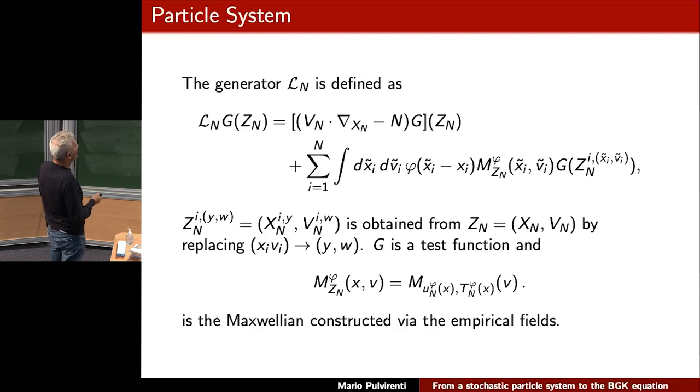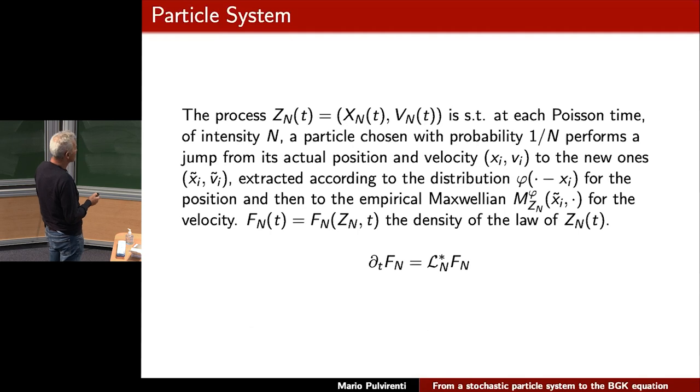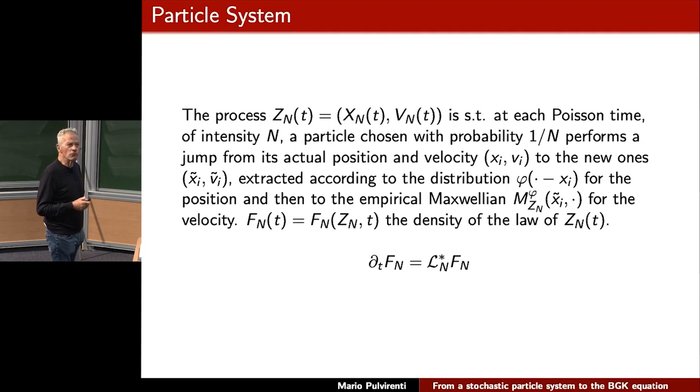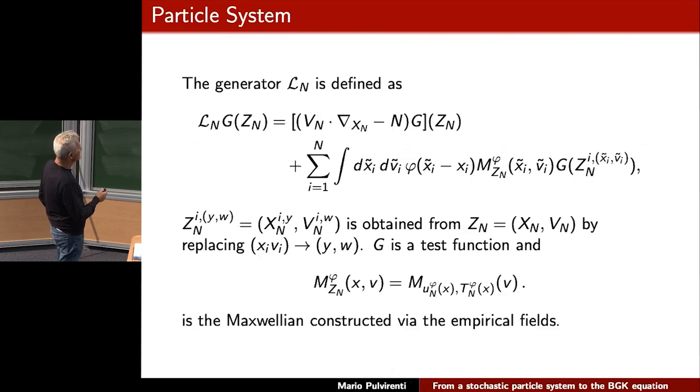So let me explain what happens for this stochastic process. The process is the following. At each Poisson time of intensity n, so it's very frequent, a particle is chosen with equal probability, thus 1 over n, and performs a jump from its actual position, which is x_i, v_i, to the new one, x_i tilde and v_i tilde. And both are extracted according to the distribution phi as regards the position and the empirical Maxwellian as regards the velocity. So I move both position and velocity. So this is the generator, G is a test function.